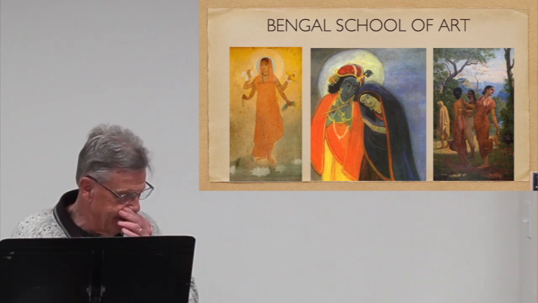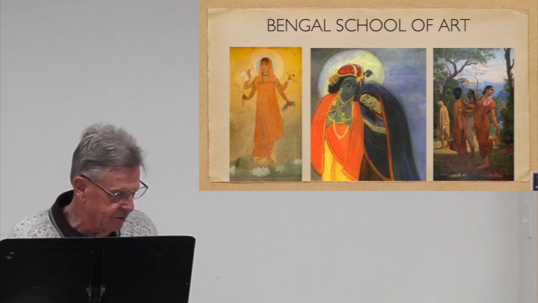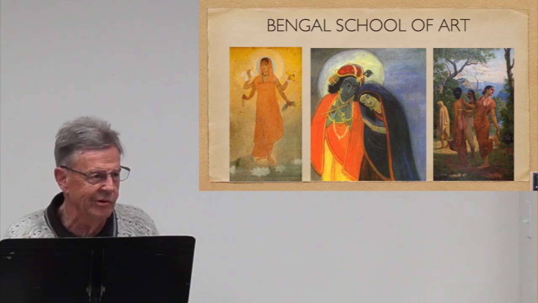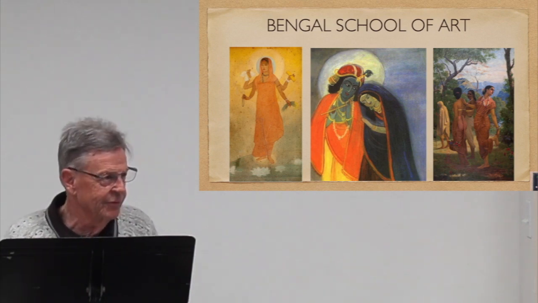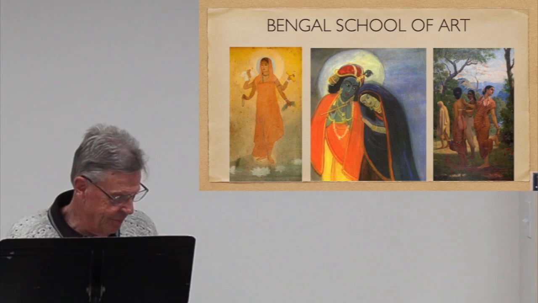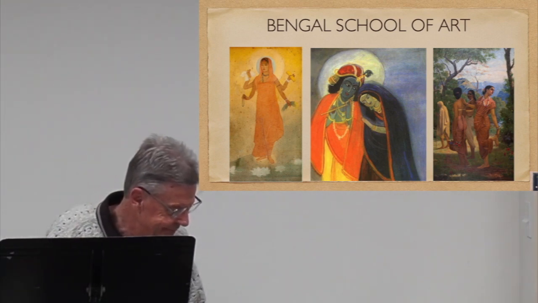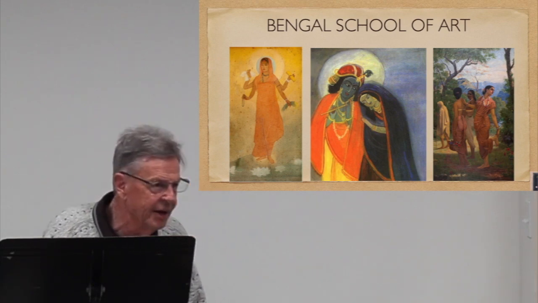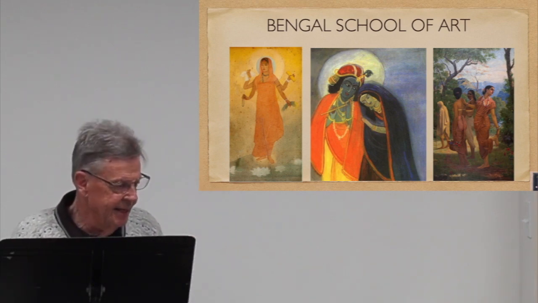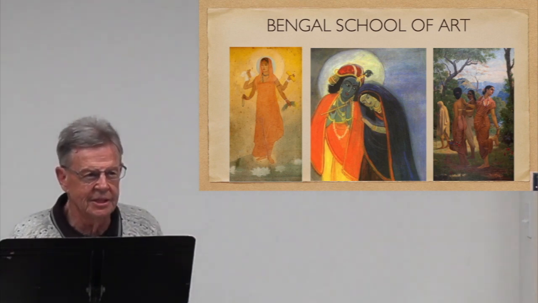Now we're moving into the modern period. This was called the Bengal School of Art. This was influenced by the British. Can you see this is a little different? You can see European style coming in here. Again, in the center, it's Krishna and Radha, but 19th, 20th century.